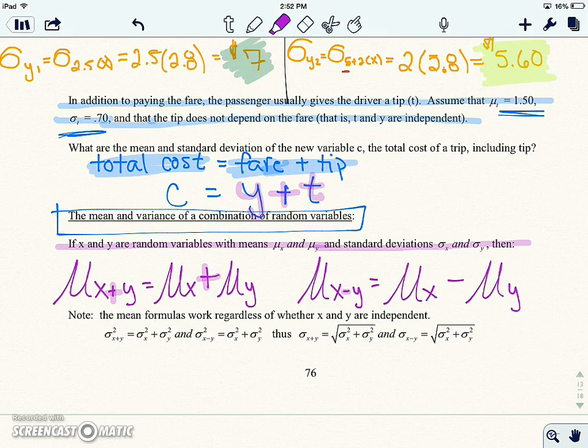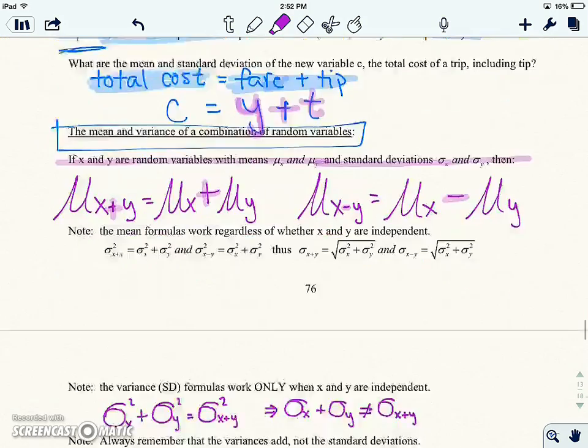If we were going to subtract the two, maybe it's the fare, but then depending on how much you dislike the driver, you take money out of what you would pay him. Well, that would never work, but you were subtracting. So something where you would subtract, you just go ahead and subtract the means to find the new mean for the combination. Note, the mean formulas work regardless of whether x and y are independent. Don't worry about that, okay?